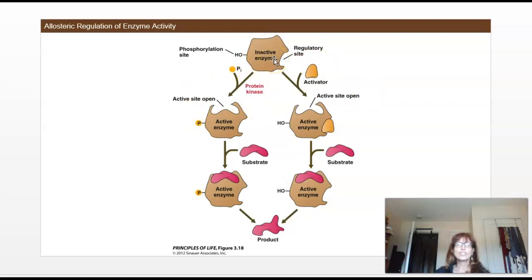Two ways that we can change the shape of the enzyme, in this case to open up that active site so that it can do its job. So this is allosteric regulation. It can happen because some molecule that acts as an activator can go in and open it up, and then it can create the product because the substrate can go into the active site. Or we put phosphate on it, phosphorylating it, and here's the thing that's actually going to phosphorylate it, and here it is, and now we've got the product.